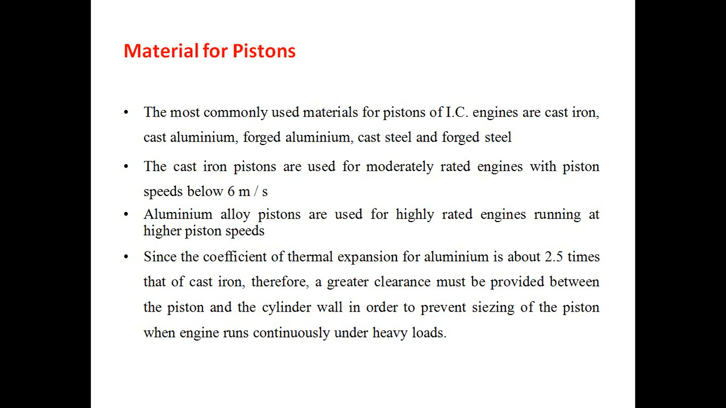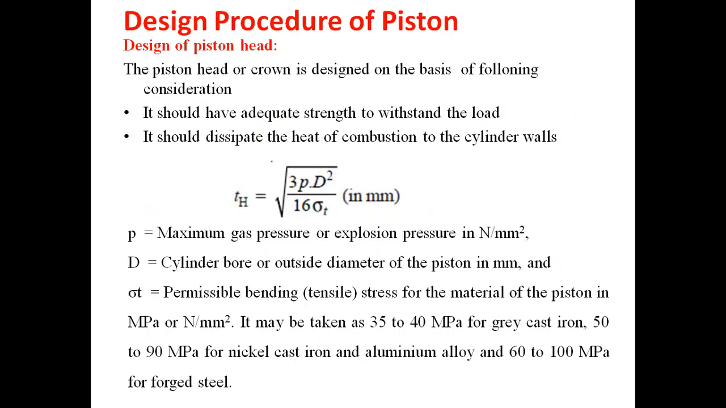Aluminum alloy pistons are used for highly rated engines running at high speed. Since the coefficient of thermal expansion for aluminum is about 2 to 2.5 times that of cast iron, while designing a piston of aluminum, one should take care of the clearance between the piston and cylinder.